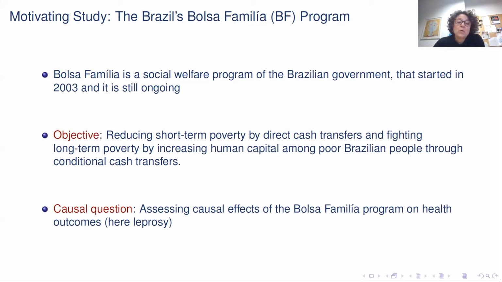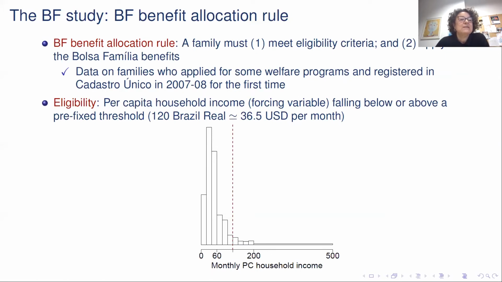The objectives of this program are the reduction of short-term poverty and also long-term poverty through conditional cash transfers. The specific causal question that I'm going to address today is assessing the causal effect of this program on a specific health outcome, namely leprosy, which is again related also to poverty, or to the difficulties of going out of poverty. It's a very bad disease.